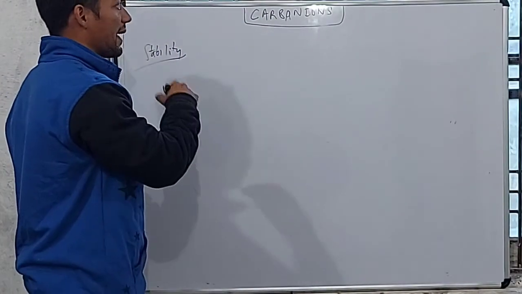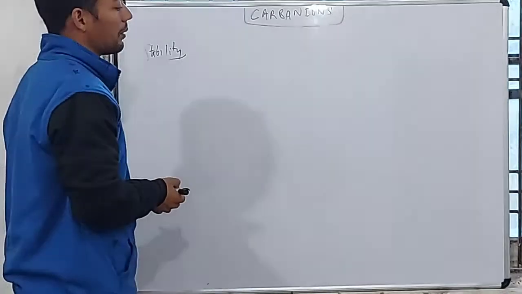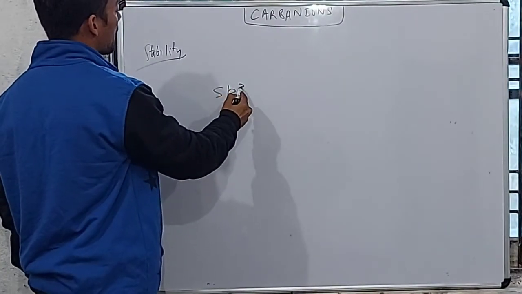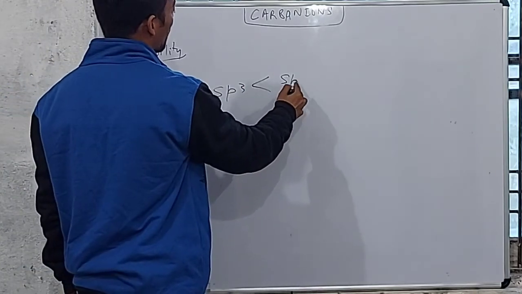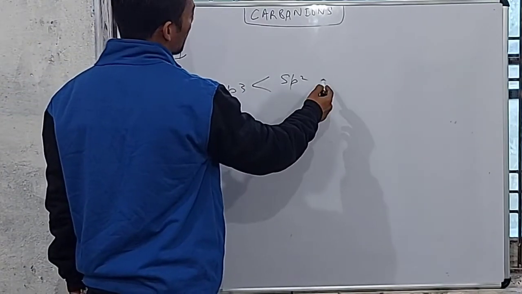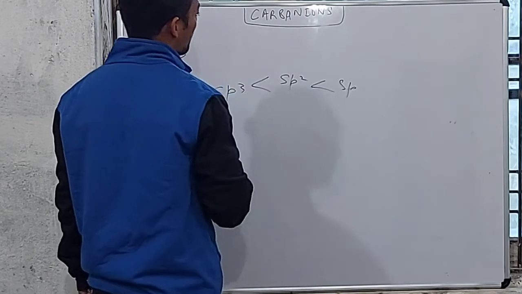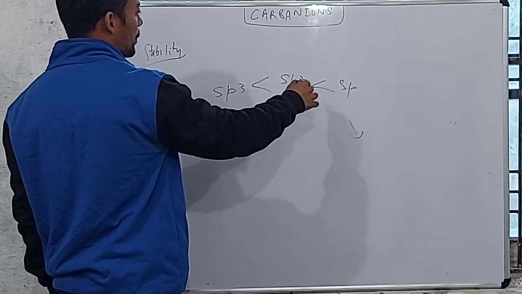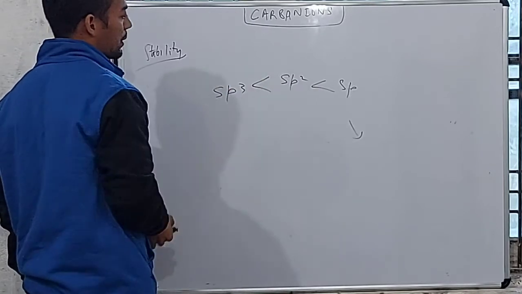Now, the more the s character in the molecule, the more stable it will be. For example, sp3 hybridized will be less stable than sp2 hybridized, and that will be less stable than sp hybridized. So as you can see, there is more s character, and this is the most stable of these three molecules.